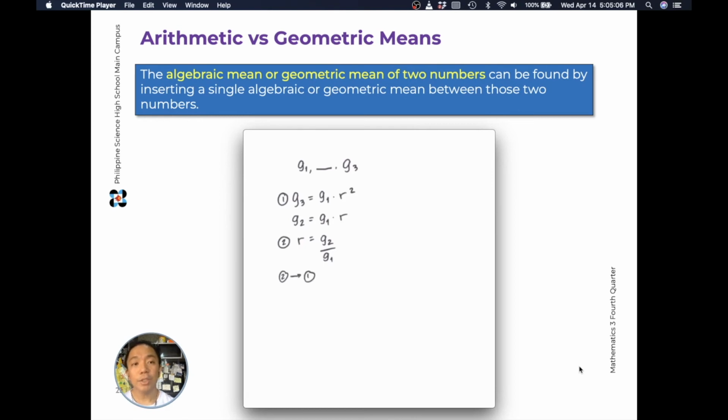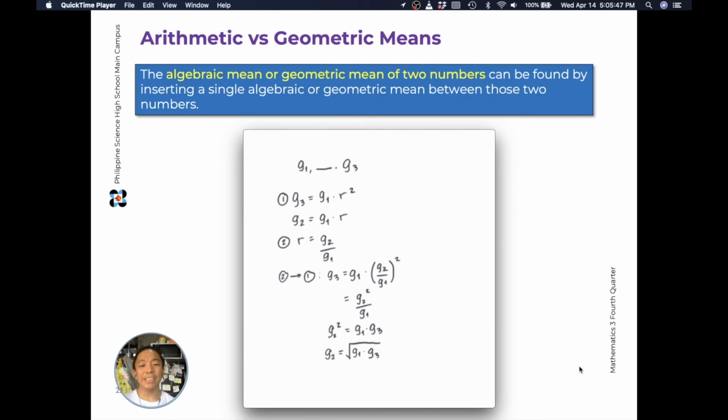And apply substitution, similar dun sa ginawa natin sa arithmetic means. Replacing r dun sa first equation, we'll have g sub 3 is equal to g sub 1 times g sub 2 over g sub 1, quantity squared. This would simplify to g sub 2 squared over g sub 1 kasi magka-cancel yung g sub 1 sa g sub 1 squared sa denominator. And if we multiply g sub 1 sa both sides, we'll have g sub 2 squared is equal to g sub 1 times g sub 3. Then we take the square root of both sides. And g sub 2 is equal to square root of g sub 1 times g sub 3.